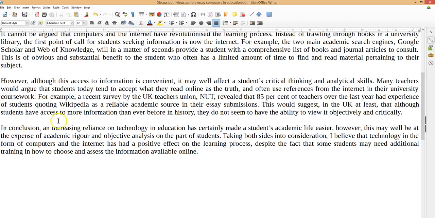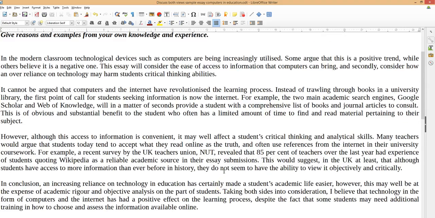So, in conclusion, main idea, one viewpoint. Again, it's made the student's academic life easier. This may well be at the expense of rigor and objective analysis. Taking both sides, my opinion, I believe it's had a positive effect, despite the fact that some students may need a bit of training in how to assess the information available online.